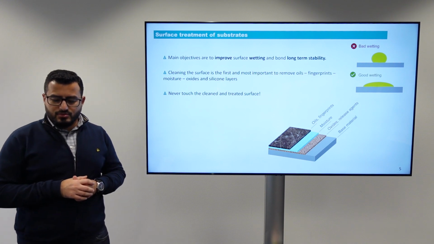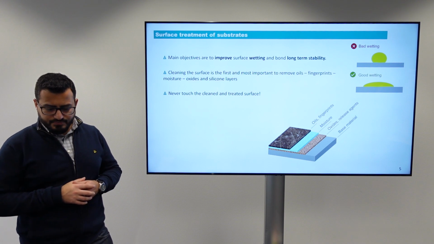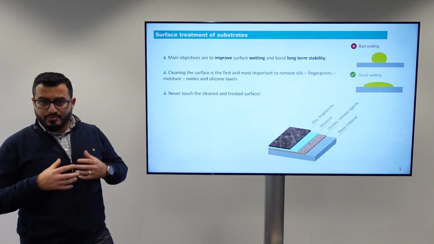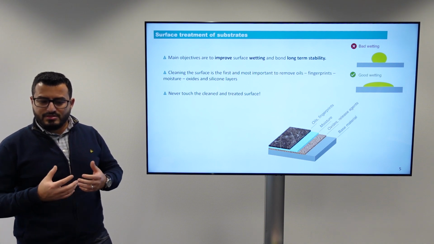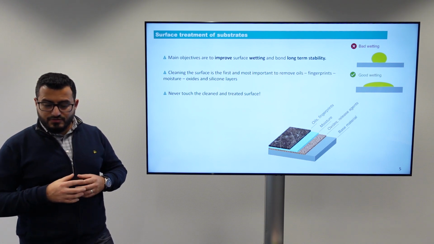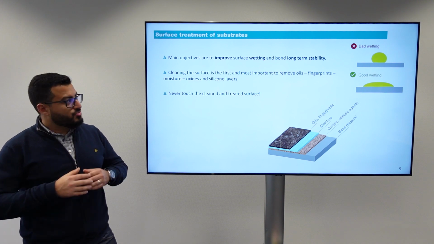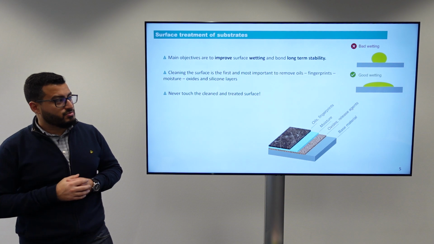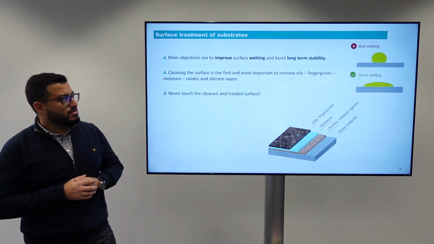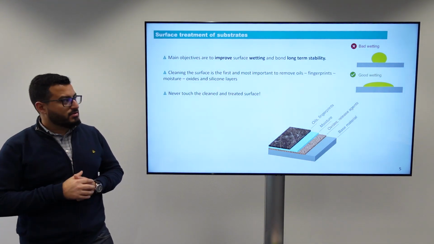Here, the main objective is to improve the surface wetting and long-term stability of the bonded joint. In other words, we would like to prepare the surface to accept the adhesive and have a proper bonding. This is done by increasing the surface energy of the surface, and allow for more spreading of the adhesive onto the surface, which we call wetting. As you can see in the sketch up top, the difference between a bad wetting and a good wetting if you apply the adhesive.